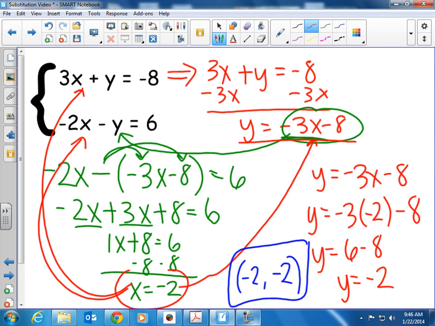Now, I can check my answer, remember, by plugging it into both equations and verifying that it's true. 3 times negative 2 is negative 6, minus 2 is negative 8, so that top one checks. Negative 2 times negative 2 is 4, minus a negative 2. So 4 plus 2 is 6, so I know I got it right. That is substitution.